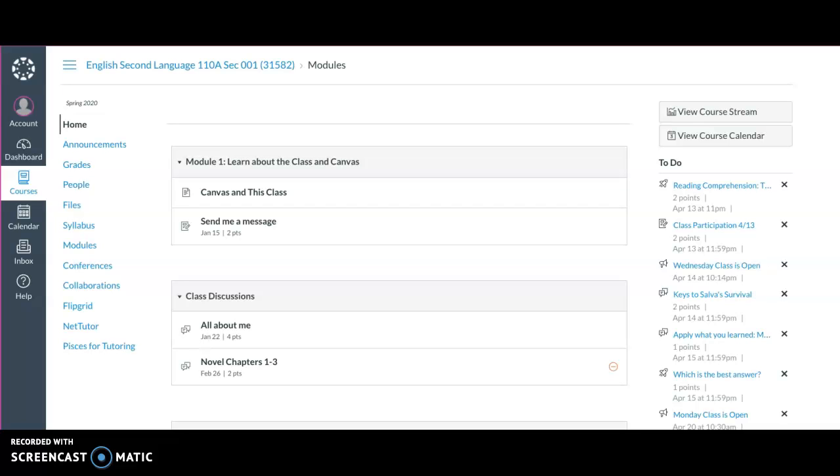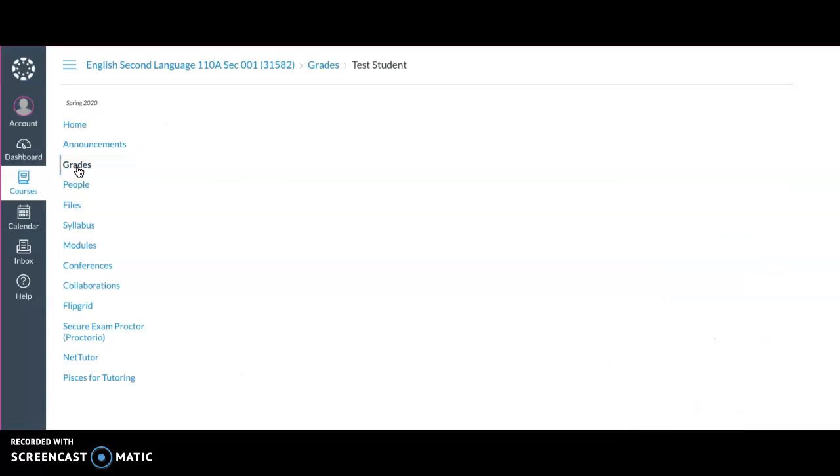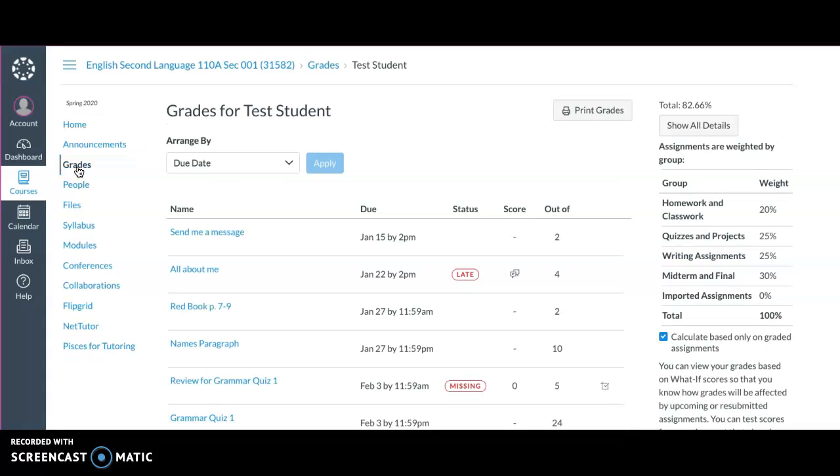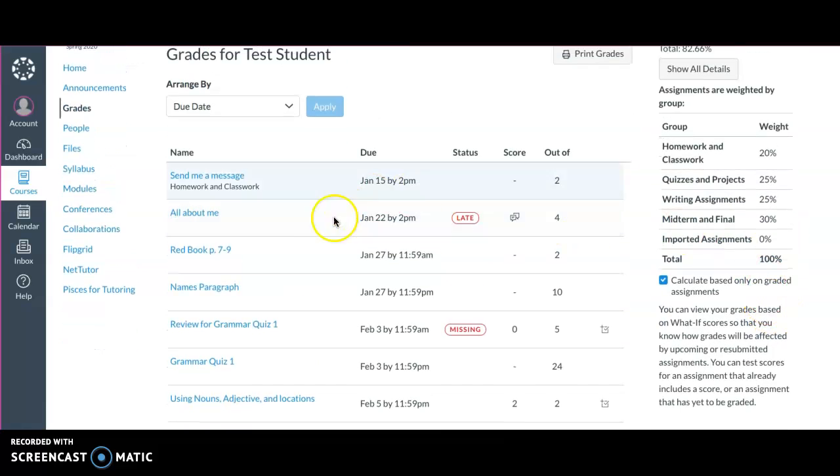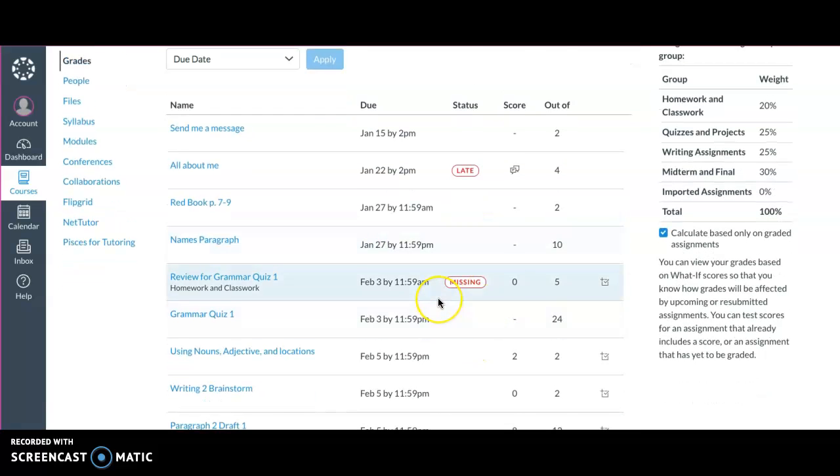To see your feedback on your midterm paragraph, you're going to go to grades. So I'm going to click right here on grades. My computer is slow, but it's coming. There we go. And anytime I click on grades, I can see what is my score in the class right now. I can remember how my grade is calculated. And I can see what's late, what's missing, and what scores I got.